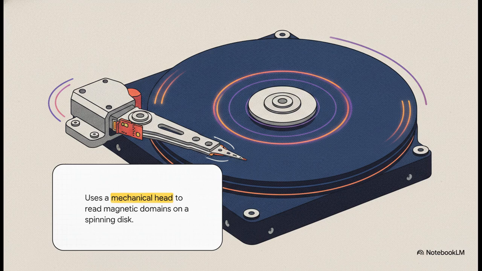Now, compare that to the older hard disk drive. These guys take agonizing milliseconds to access data. Why? Well, because they aren't purely electronic. They actually have to wait for a physical, mechanical read/write head to literally sweep across a magnetic disk that's spinning at thousands of RPMs. It's essentially a microscopic, hyperfast record player inside your computer.